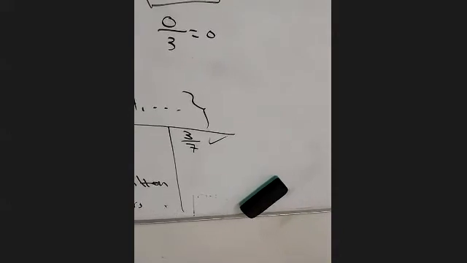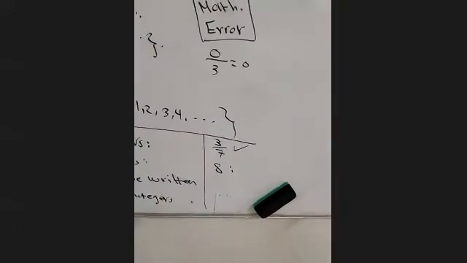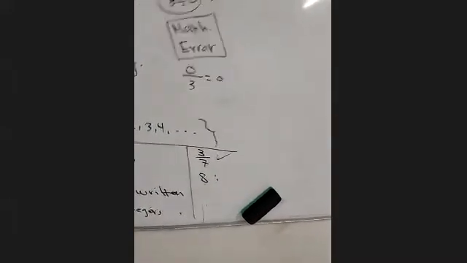Down is not 0. So yes, this is a rational number. How about the number 8? Is 8 a rational number? Who can tell me? Is 8 a rational number or not a rational number?